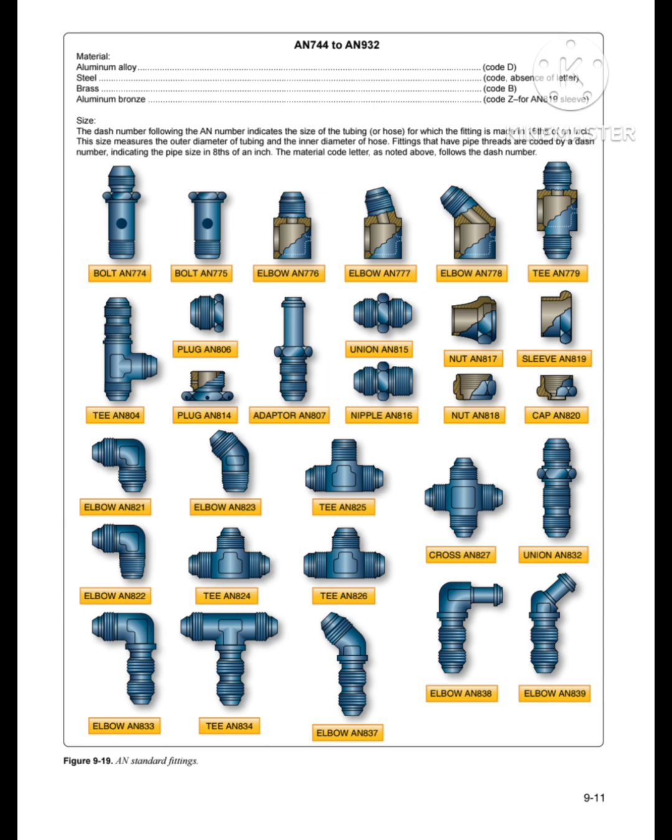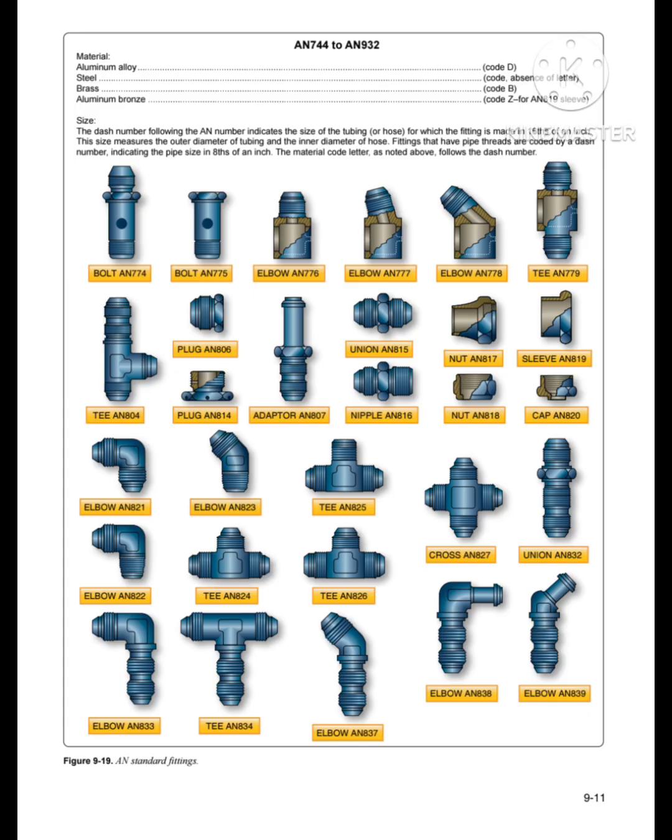Now the dash number indicates the size of tubing or hose for which the fitting is made, in sixteenths of an inch, and this size measures the outer diameter of tubing and the inner diameter of hose. Fittings that have pipe threads are coded by a dash number indicating the pipe size in eighths of an inch, and the material code as noted above follows the dash number.